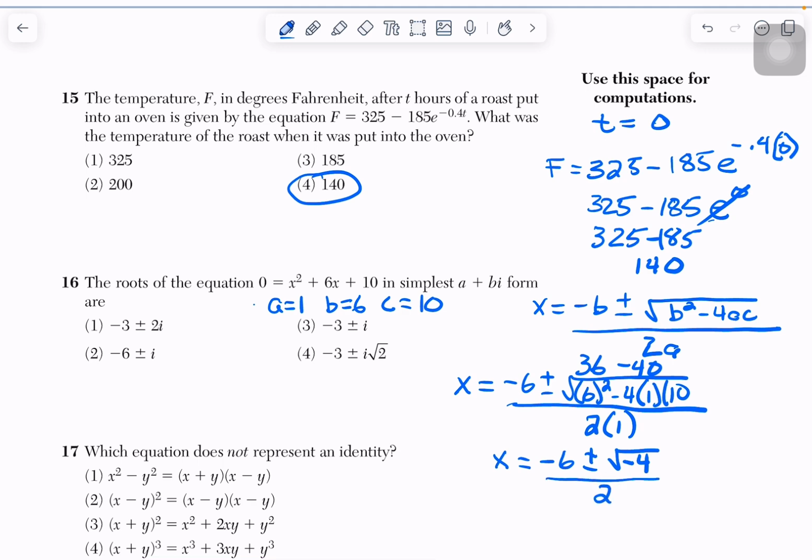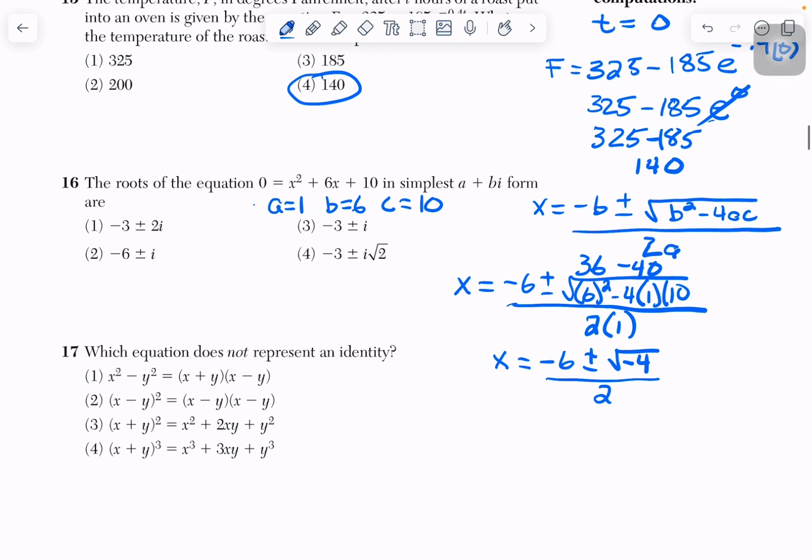Now, 4 is a perfect square, right? So that's 2. So this breaks down to the square root of 4 and the square root of negative 1. This is equal to 2, and this is equal to i. Right, and if you have your calculator in a plus bi mode, you could actually put it in just like that, and you get the numerator and denominator. So this is negative 6 plus or minus 2i over 2.